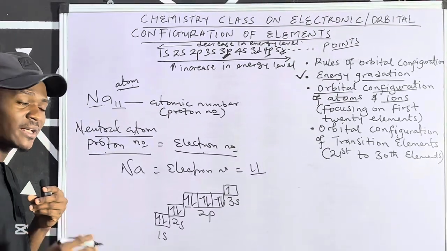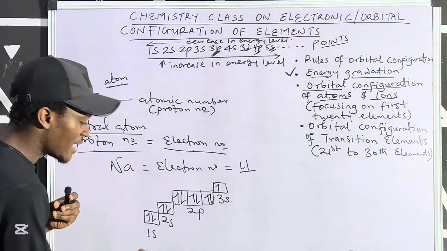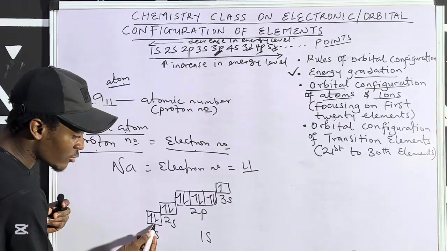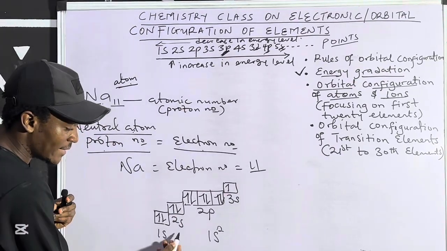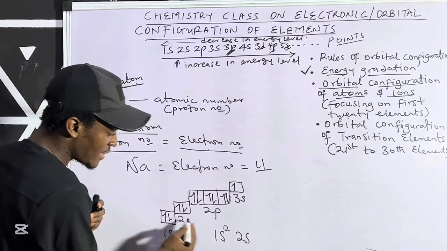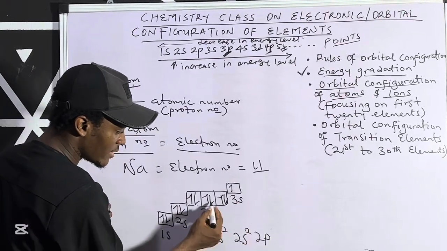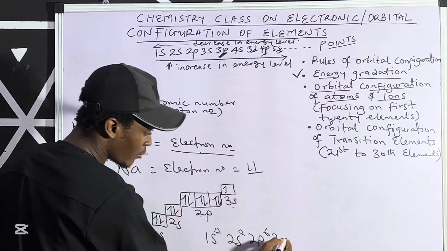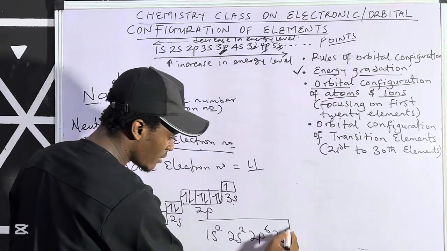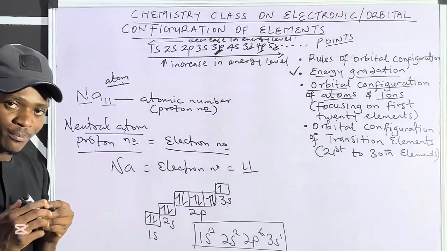If you now want to bring out the orbital representation of this sodium, then it should be written as 1s. How many electrons are in 1s? Then you write it as 2 here. Then the next, 2s. How many electrons are here? 2. Then the next, 2p. This should be what? 6. Then while this one is 3s, we have 1 electron. So this is the orbital representation of sodium atom.